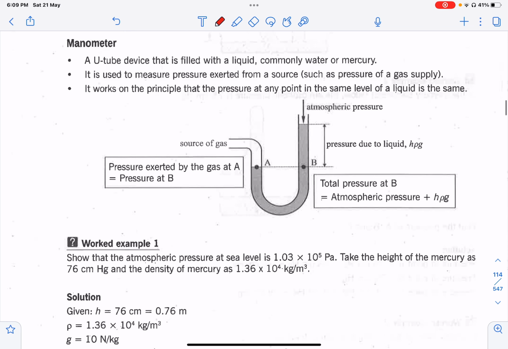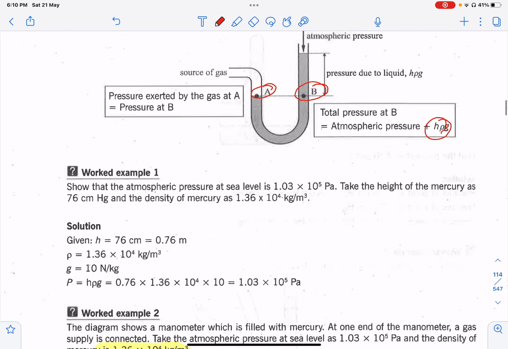Okay, so let's say we want to look at the pressure at A, which is exerted by the gas. This must be the same as the pressure at B, exerted by the atmospheric pressure plus the pressure of the liquid. Students tend to forget adding this part here. So take the atmospheric pressure as this, the height of the mercury as this, and the density as this. You use the formula pressure equals h, height, times rho, density, times g, the gravity. You will get the answer.